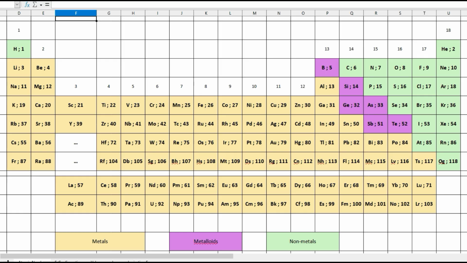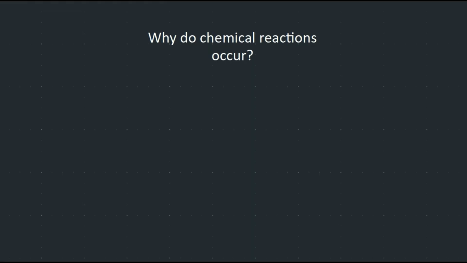Now we are looking at actual reactions. At the end of it, that's what we are going towards, is it not? Why do chemical reactions occur? That's the most fundamental question that we can ask. Because atoms want to become more stable. They want to be more stable.